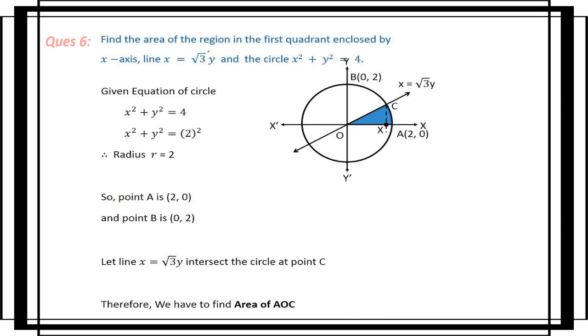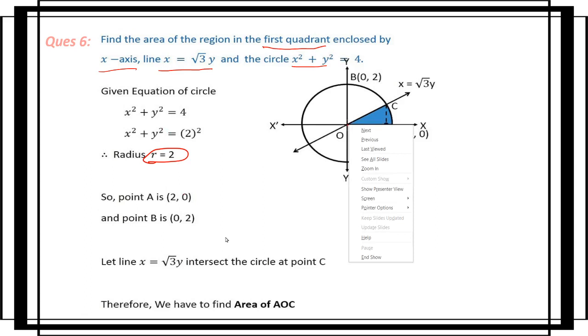Question number 6. Find the area of the region in the first quadrant, important thing, enclosed by the x-axis, x equal to root 3y and the circle. First of all, let's make the circle. Definitely r is 2, the radius is 2, and what is the origin? The origin is the center, right? 0, 0. Now point A is 2, 0 and point B is 0, 2, right?